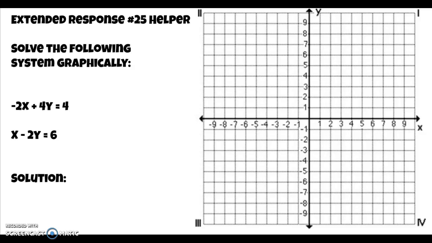Hi everybody, this is CR number 25, extended response, helper video number 1. It says solve the following system graphically. We have negative 2x plus 4y equals 4 and x minus 2y equals 6.